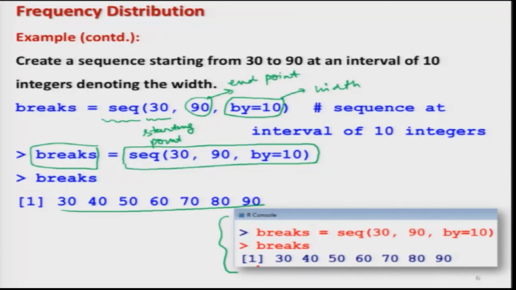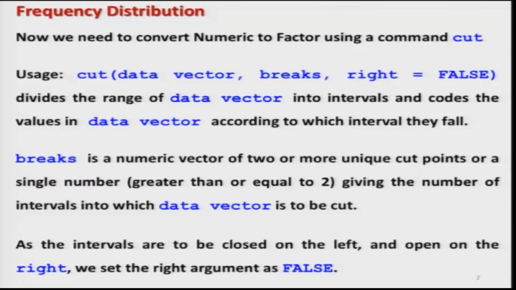Now, once I get this sequence at an interval of 10 units starting from 30 to 90, then I need to convert this numeric vector into a factor. Once again, you need to know what are the factors in R software, and for that I will again request you to have a look on the lectures on Introduction to R software. And in order to achieve this, we have a command here, cut, and this command is used in this particular way.